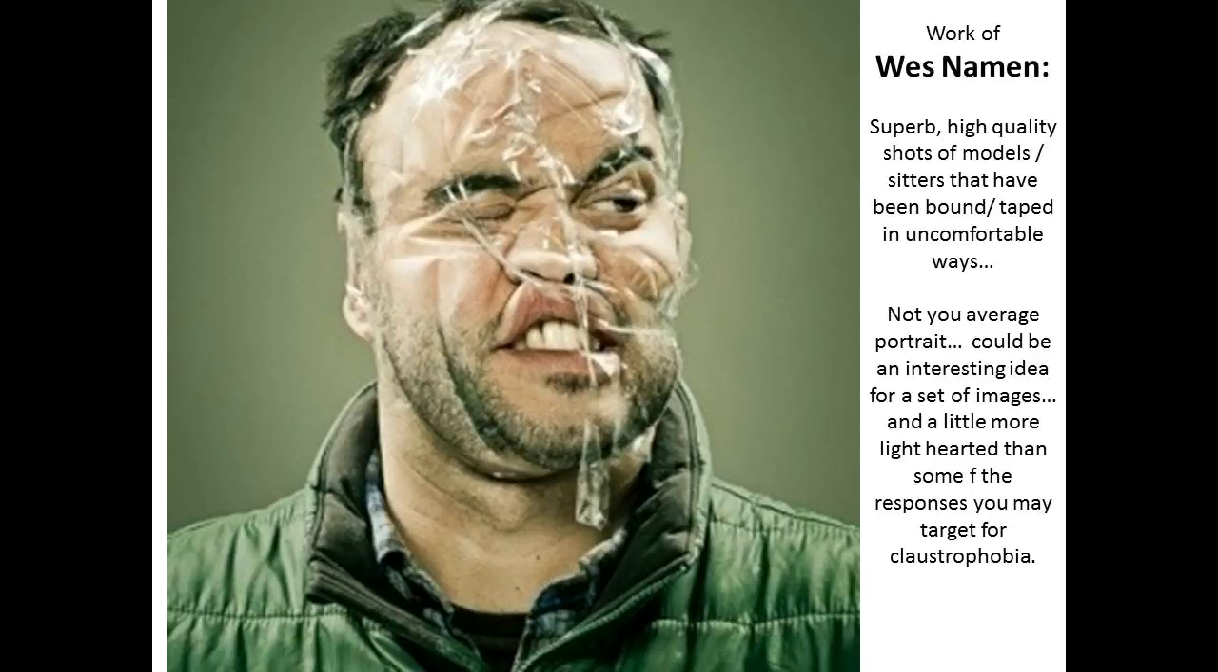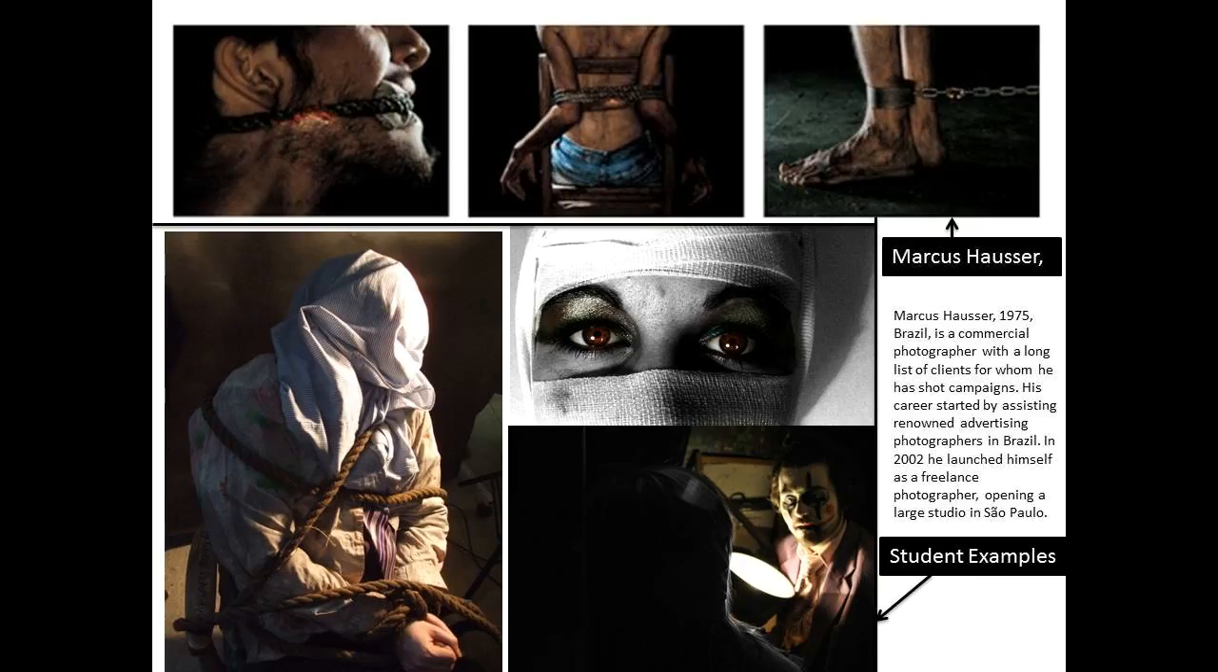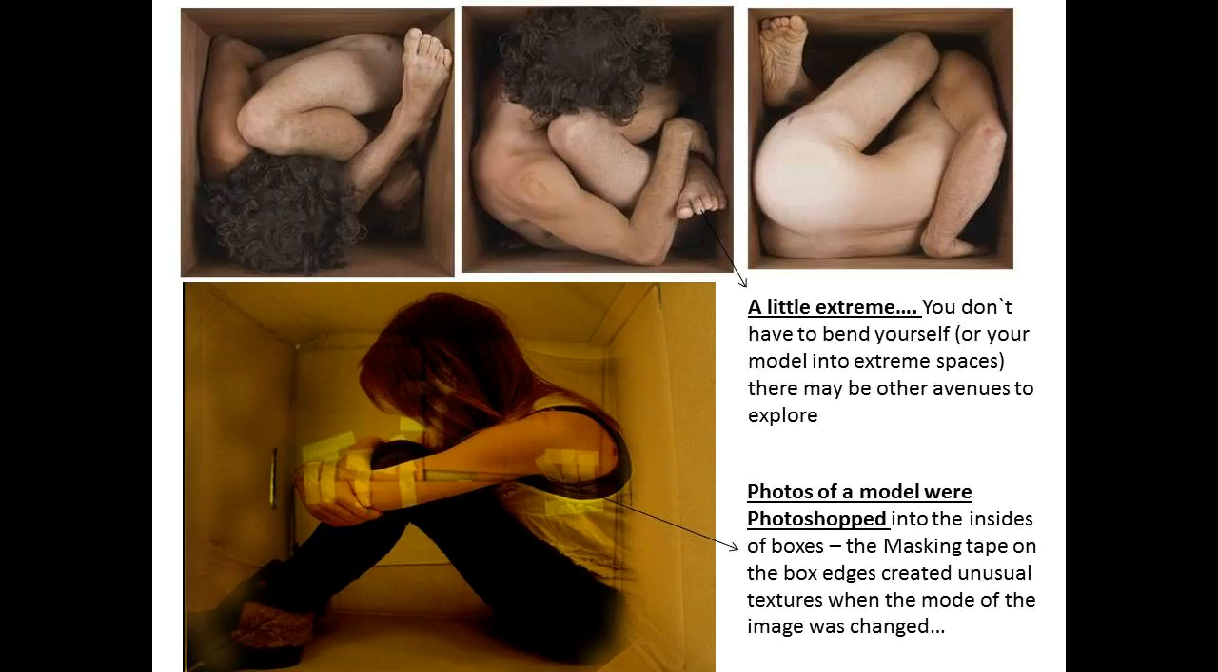If you were looking to go down something more specific, you might want to have a look at the work of Marcus Hauser. He's someone who looks at claustrophobia and also at confinement and restriction. These were a few images from a photographer who was looking at themes of overcrowding, and this is a little bit extreme, and you don't have to bend and contort yourself or your model into these sorts of spaces, but maybe it could lead to something.